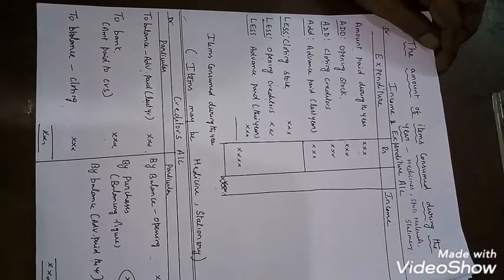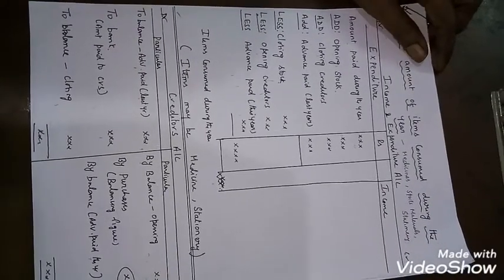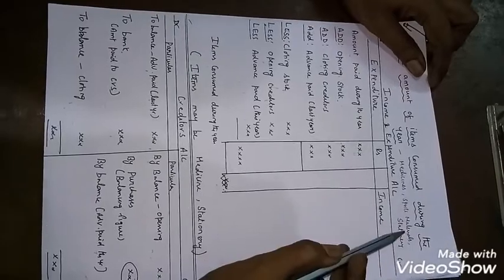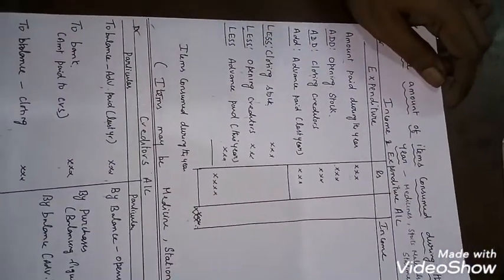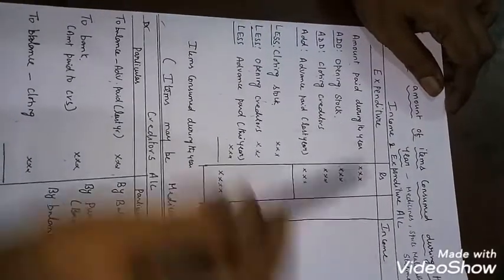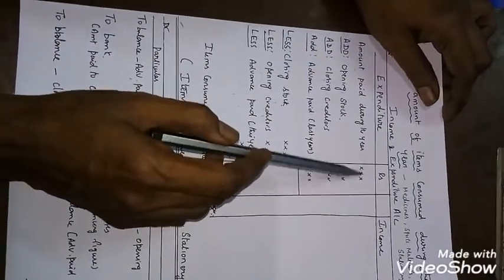Items consumed during the year will be explained now. The items may be medicine, sports material and stationery. How will you show it in the income and expenditure account? On the expenditure side, the amount paid during the year, you have to take as a base.